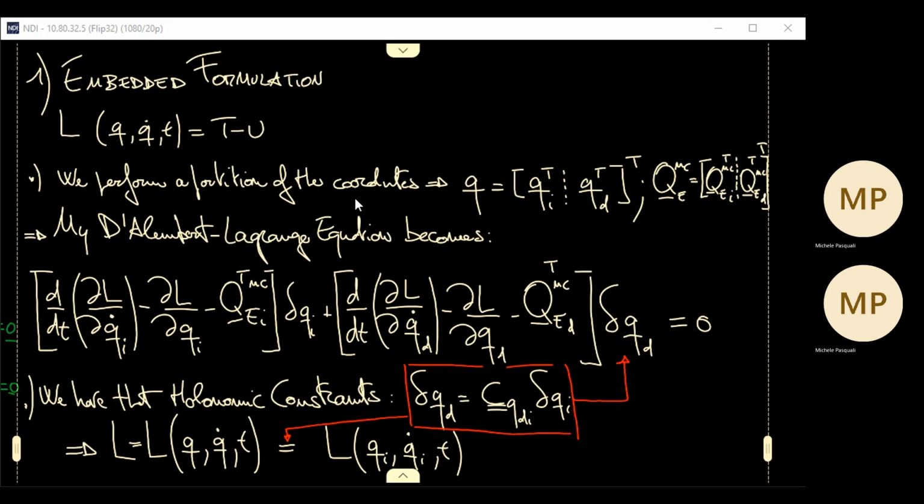I mean, here I'm actually saying that L depends on all generalized coordinates, but the dependent coordinates depend, by definition, on the independent ones, so the functional dependency of L can be reduced to only the independent ones, okay? And this is a very important fact. Why? Because it means that if this is true, then this and this are 0. Okay?